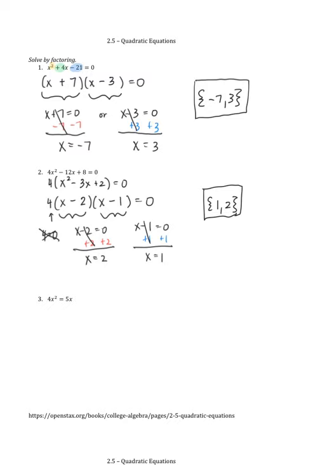And it does not matter what order you put these in. You could put it in like that, or you could put the 2 first. So when you're doing a set like this, the order doesn't matter, just as long as you include each different answer.